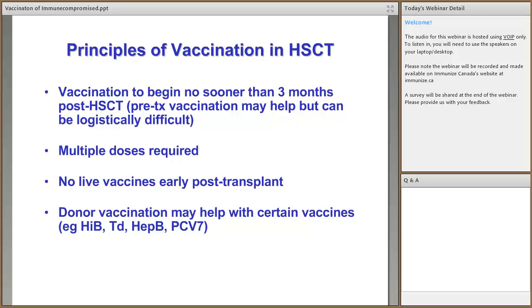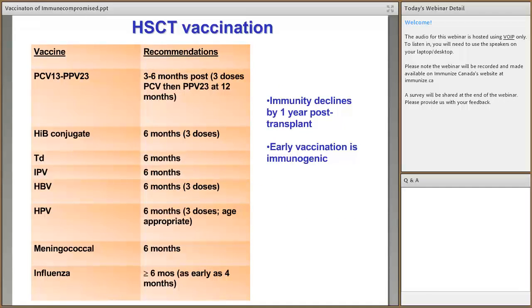And some people have actually tried to give donors vaccine to see if there is any transfer of donor antibody into the recipient. And in fact, it has been shown that hepatitis B and conjugate pneumococcal vaccine antibodies are transferred from donor to recipient. But now that the majority of such transplants are using unrelated donors, it's logistically very difficult to find these donors and give them vaccines. So this is not a practice that really occurs.